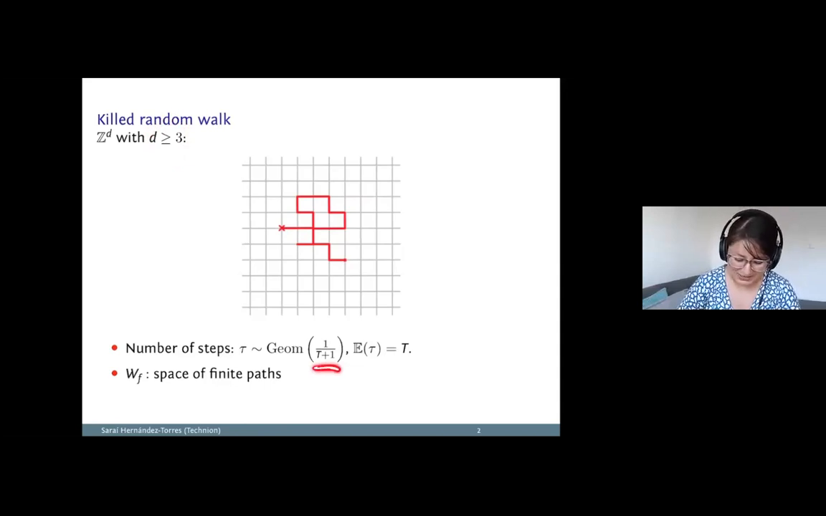The parameter for the killing rate is t. So the geometric variable has parameter 1 over t plus 1, so that the expected value is t. In expectation, we see t steps, and after tau number of steps, we kill it. So what we have is an element of W_F, which is a space of finite paths.